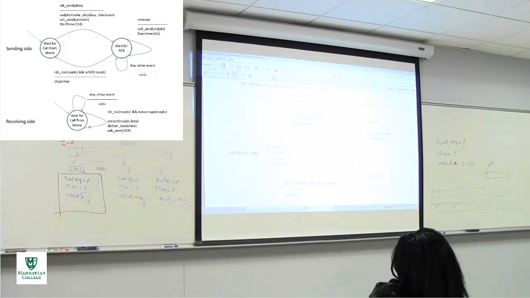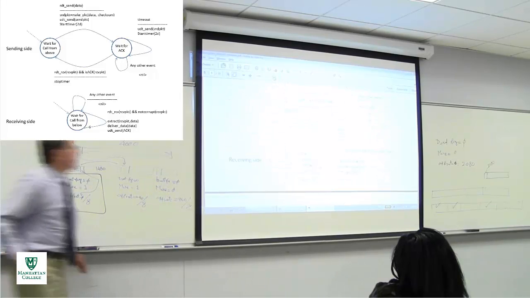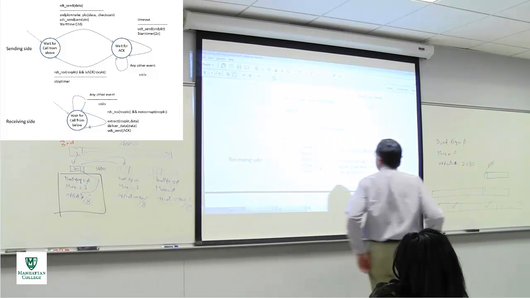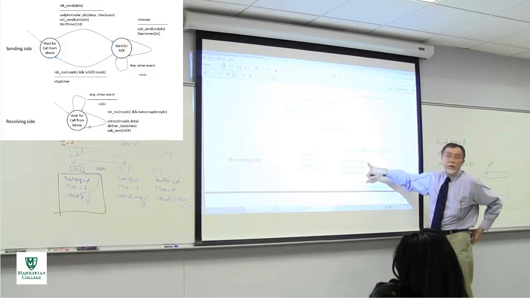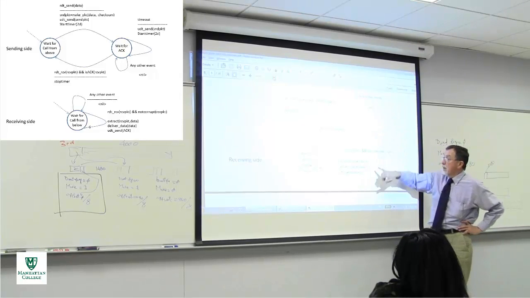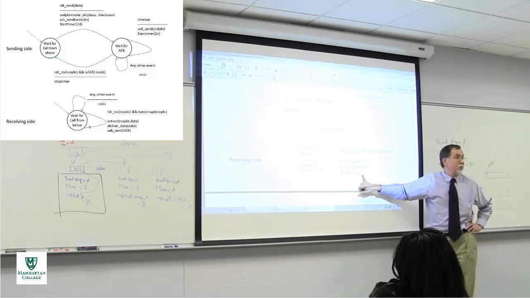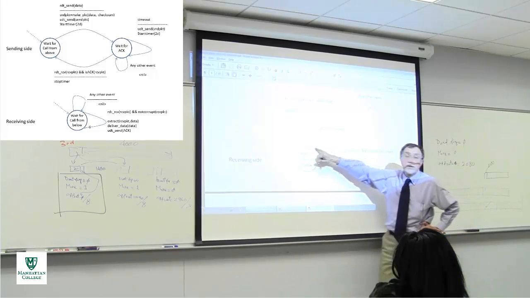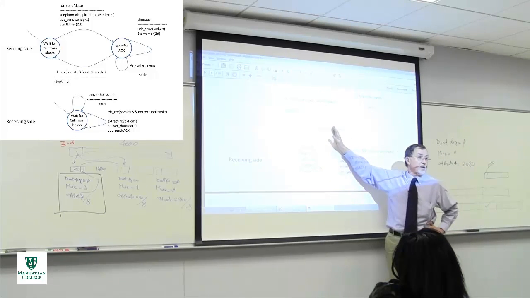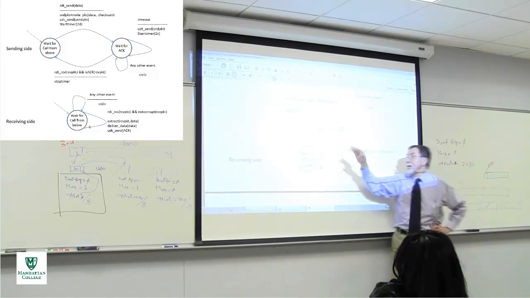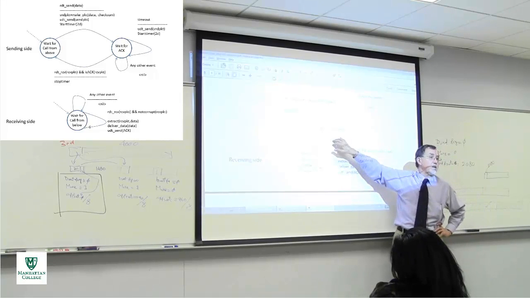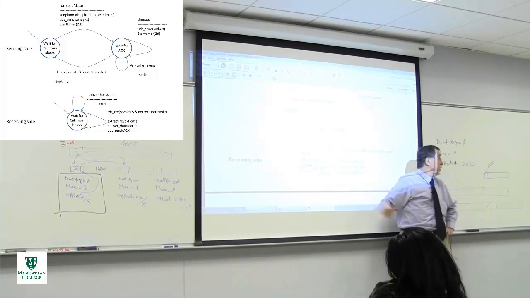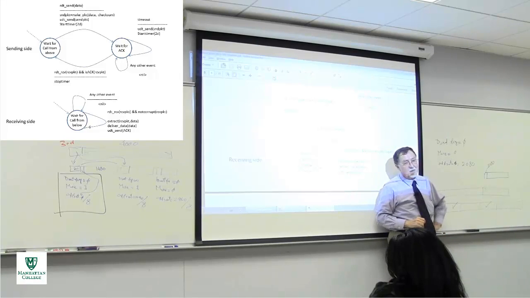For the receiver, it is very simple. If we receive a packet and it's not corrupt, we extract the data, we deliver it, and then we send an acknowledgement. Anything else that we receive, meaning any other event, such as a corrupt packet, we don't do anything. We just keep waiting. So that was the thing.